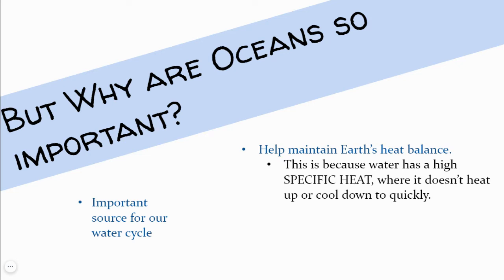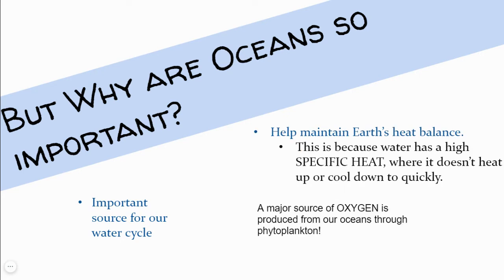Without our oceans being the way that they are, we wouldn't have all this fresh water dumping on our land, which is not a good thing. That keeps us alive. Another thing is it's a major source of oxygen. A lot of people don't realize this, but most of our oxygen is produced in our oceans through this thing called phytoplankton.